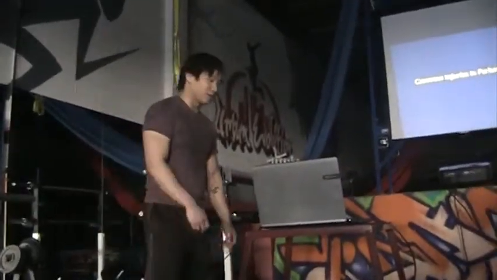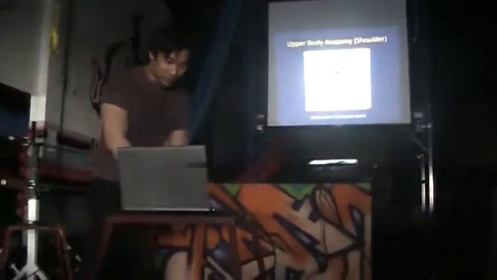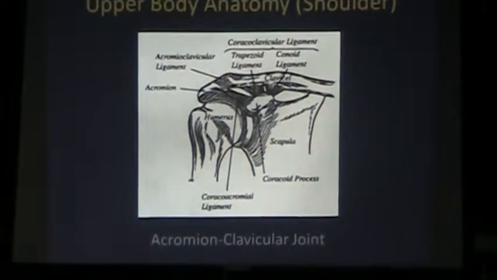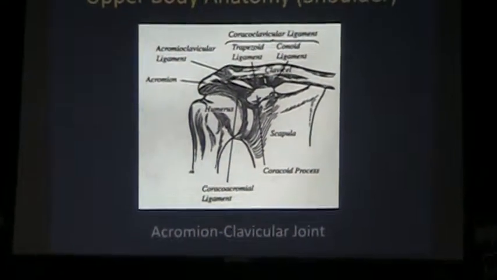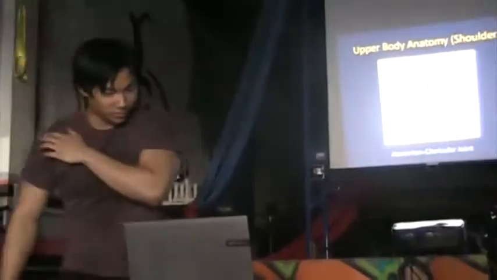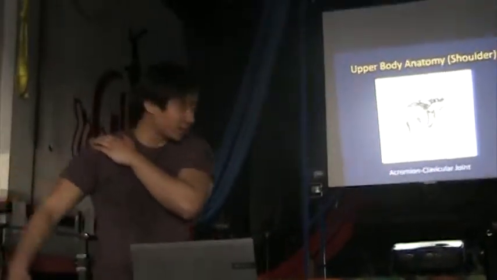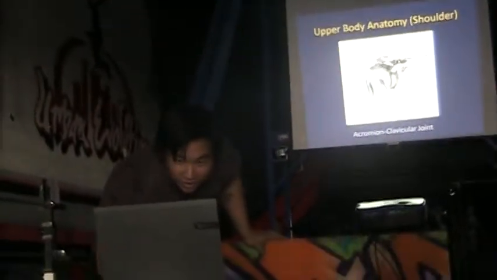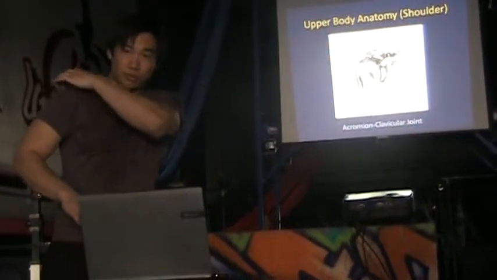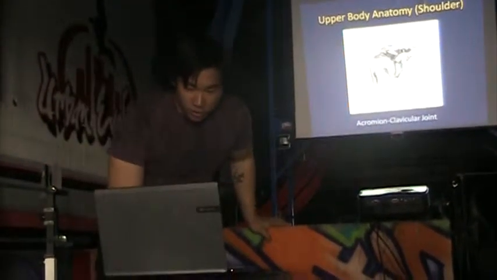Alright, so we're going to go through some common injuries, but first I'm going to go through some basic anatomy, which is going to be a little boring. Acromioclavicular joint, which is the AC, or otherwise called the AC joint. It is your shoulder right here. But basically, it's where your clavicle meets your acromion space, which is this tip of your shoulder here.